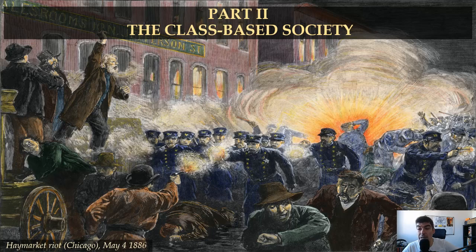Here you have a painting depicting the Haymarket Riot in Chicago, the 4th of May of 1886, which is the origin of the holiday of the 1st of May, the International Workers' Day, el Día Internacional de los Trabajadores, que no Día Internacional del Trabajo, que no es lo mismo, ojo, de los trabajadores.